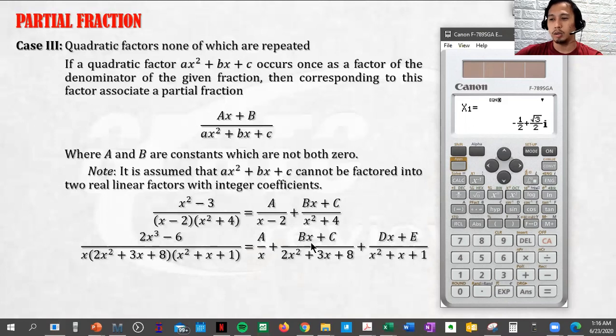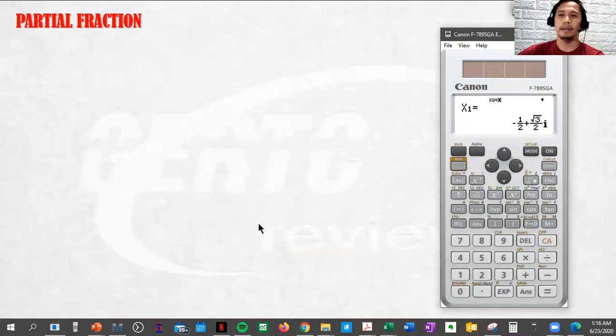So writing it into its decomposition, magiging ganito. The numerators are A, then ito bx plus c, then ito dx plus e. Of course, A lang ito because the denominator is just x. Let's have an example. Okay.